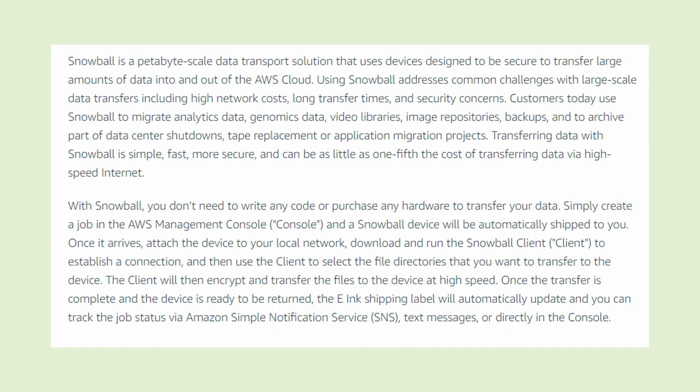Transferring data with the Snowball is simple, and you could use it. You can manage it from the AWS management console, and the Snowball device will be automatically shipped to you. You have to just make a request, and it will cost you a certain amount. Once it arrives, you can attach the device to your local network, download and run the Snowball client to establish a connection, and then use the client to select the file directories that you want to transfer to the device. The client will encrypt and transfer the files at high speed. Once the transfer is complete, the device is ready to be returned, and the e-ink shipping label will be automatically updated, and you can track the job status via the Amazon Simple Notification Service or text message or directly in the console.